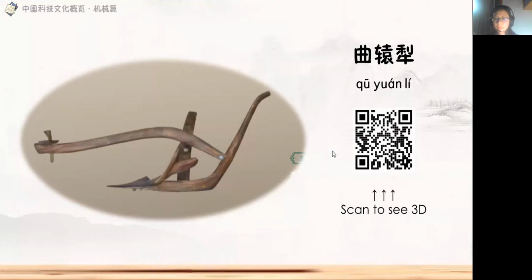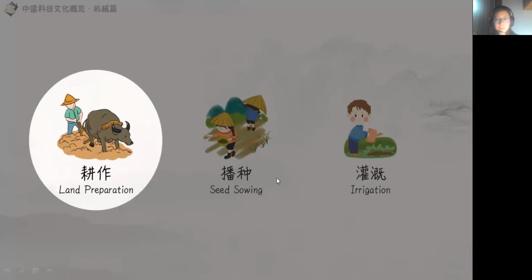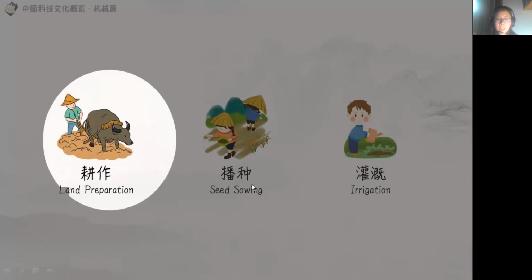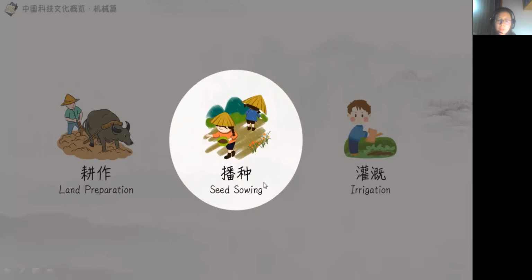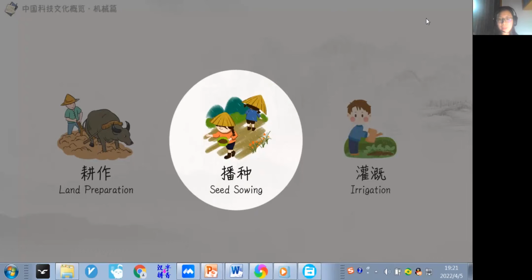好，这个是屈原犁。Okay, now let's focus on seed sowing. If you were in ancient times, how would you sow seeds? Would you put each seed into the ground one by one? Or in a more efficient way? Yeah, anyone want to share your ideas about seed sowing?